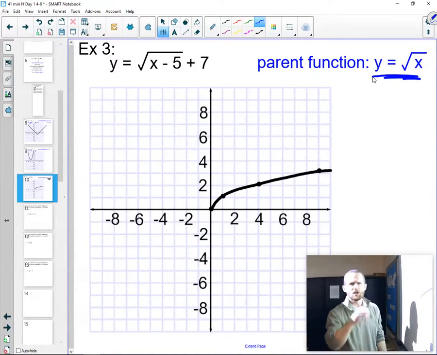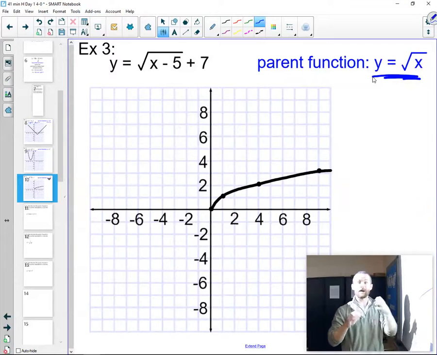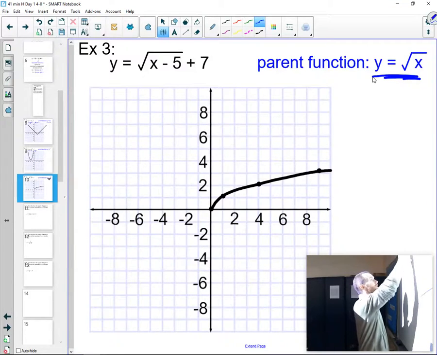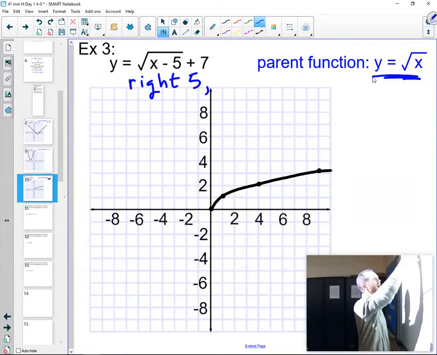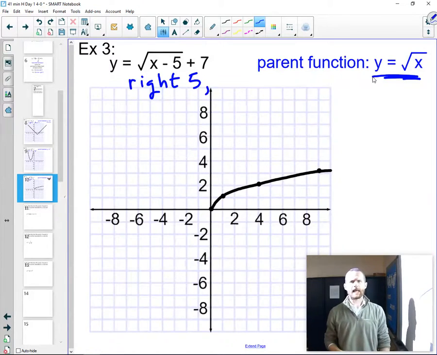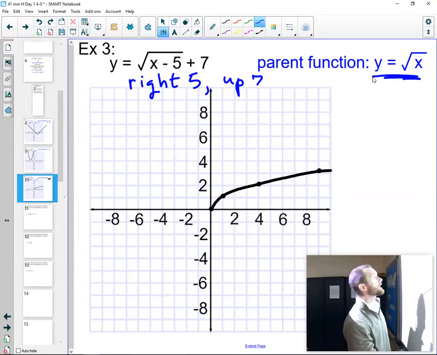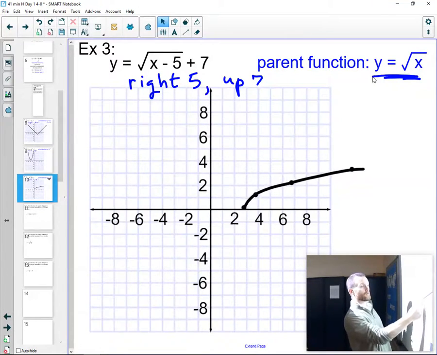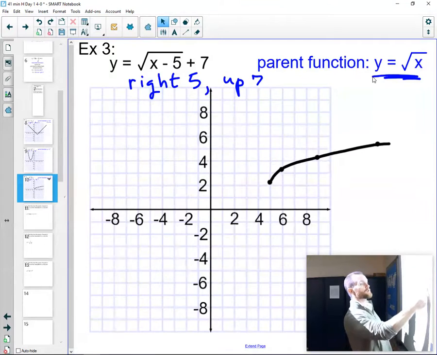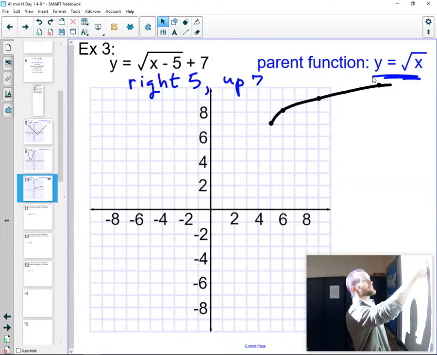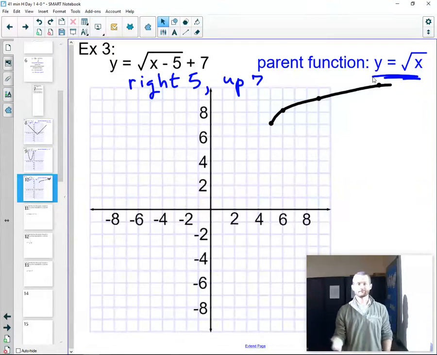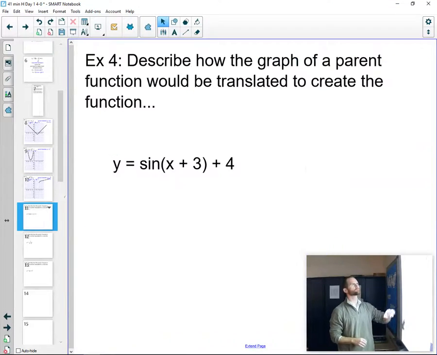Anyways, I'm getting distracted. So our h value, it's an x minus 5 inside that square root, so that's going to mean we move right 5. So we're going to go the opposite direction of what we would expect for h. And k is a plus 7, so we just go up 7. And let's see that. So right 1, 2, 3, 4, 5, and up 1, 2, 3, 4, 5, 6, 7. And there we go. Just a few more to do.